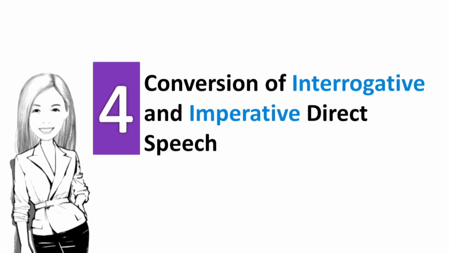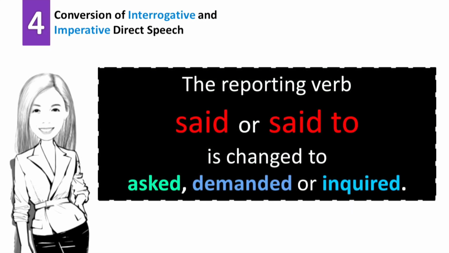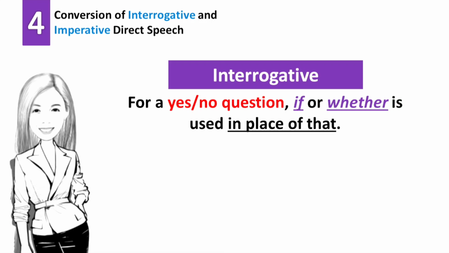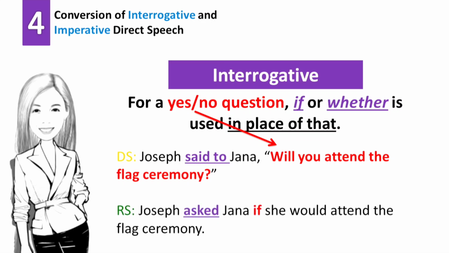Number 4, conversion of interrogative and imperative direct speech. The reporting verb said or said to is changed to asked, demanded, or inquired since interrogative is a question. For a yes-no question, if or whether is used in place of that. For example, Joseph said to Jana, "Will you attend the flag ceremony?" Since "will you attend the flag ceremony" is a yes-no question, we are going to change said to asked and use if instead of that.